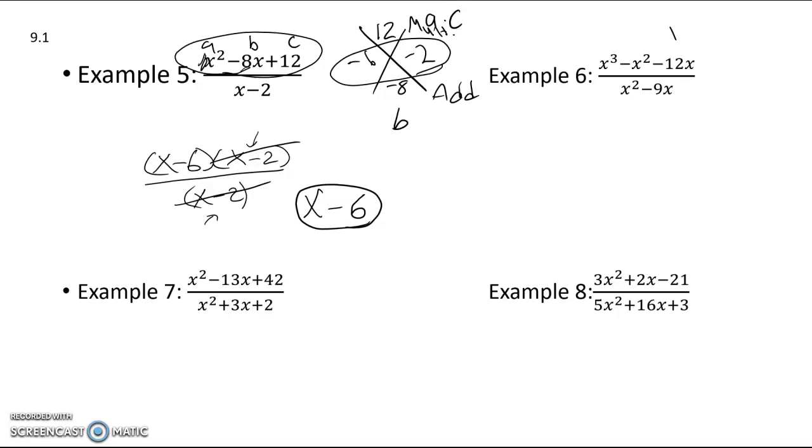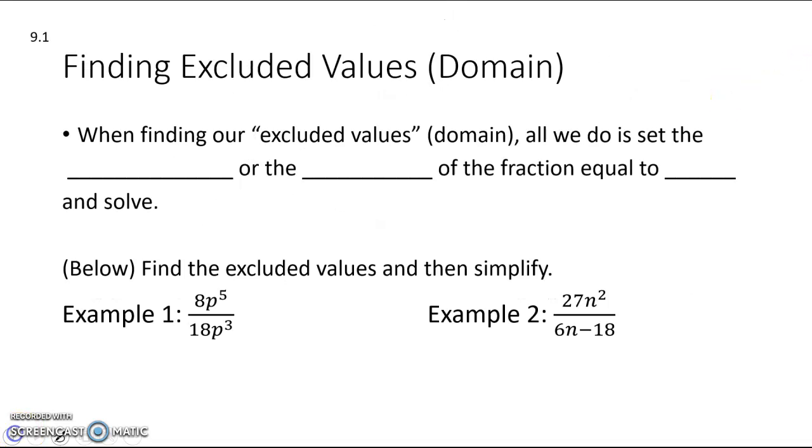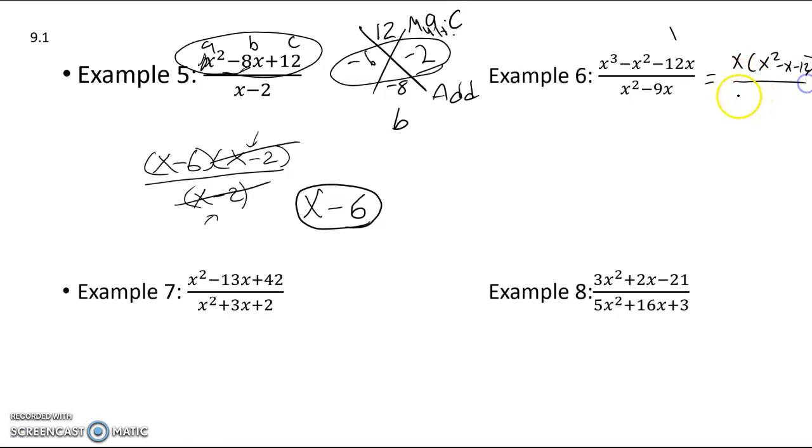Example 6. All right, so let's go ahead and see if we can factor. First off, if I take a look at everything, I can take an x out of the top, left with x squared minus x minus 12. Nope, didn't want to go farther there. And on the bottom, I take an x out, and I'm left with x minus 9. All right, so I took the x's out. And now let's see if I can even factor this trinomial out even further.